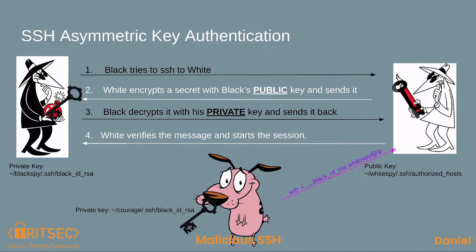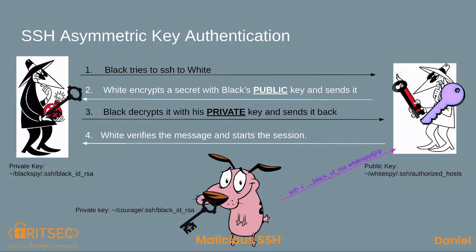Alternatively, if Courage just has his public key inside of White Spy's authorized hosts file, then you can authenticate directly too. So if you're blue teaming, definitely look at your authorized hosts file. Make sure there are no weird SSH keys in there. And that's a very fundamental, basic way that red teamers are going to use SSH in order to have a persistent connection. And now let's move into some more fun ways of looking at this.